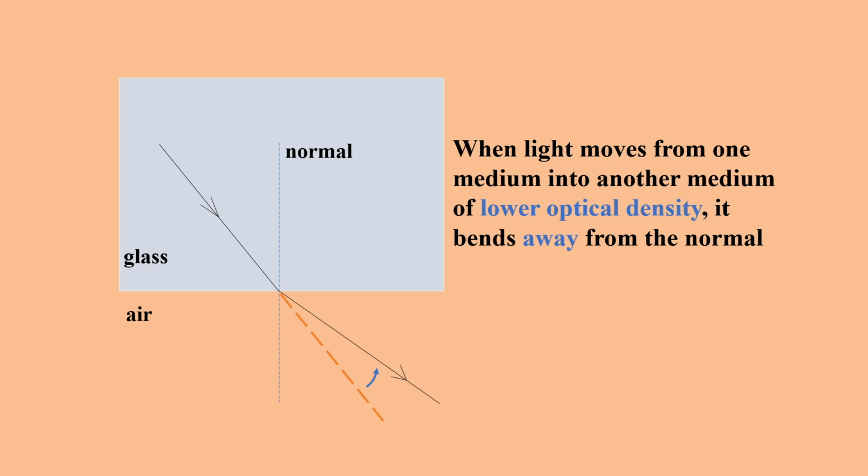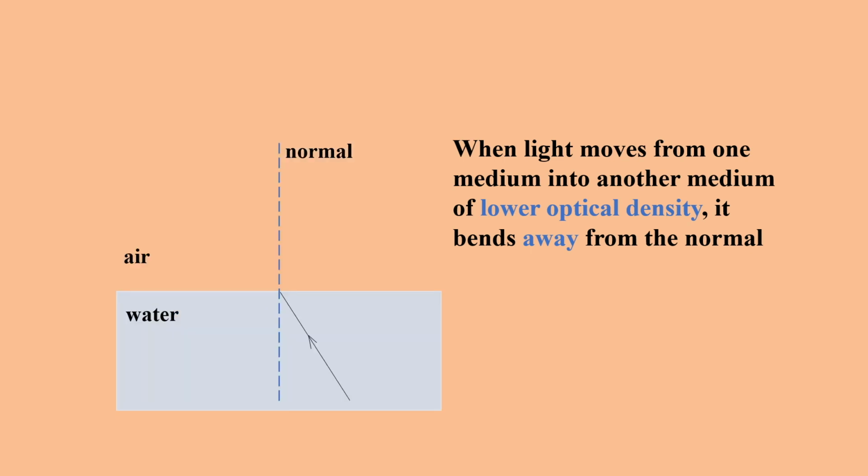This occurs because air has a lower optical density than glass. Another example would be a ray of light moving from water into air. So again, instead of moving in a straight line, the ray of light will move away from the normal as it moves from the water into air.